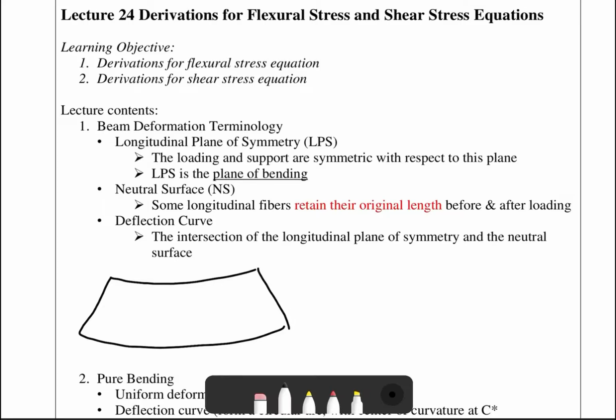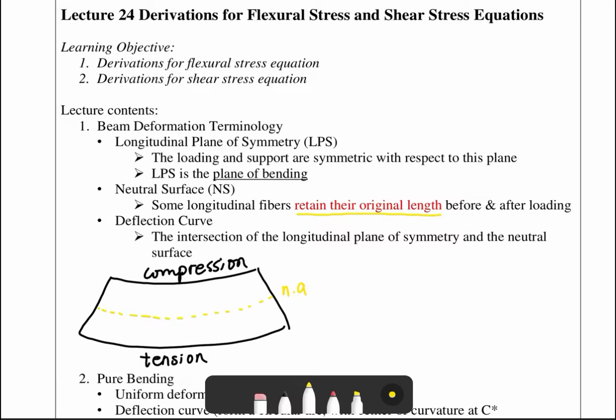And then you can see the top is under compression, and the bottom is under tension. So the length of the fiber is going to change. However, there is a layer whose length is not going to change. The length of this layer remains the original length, and this is going to be called the neutral axis, or sometimes called the neutral surface here.